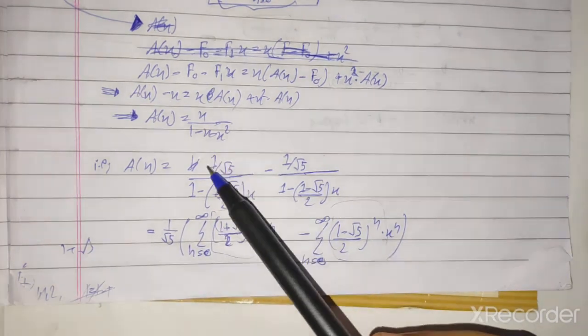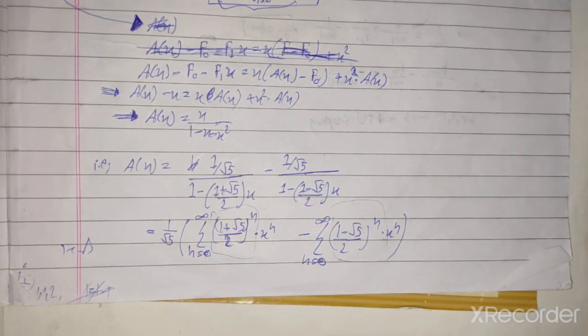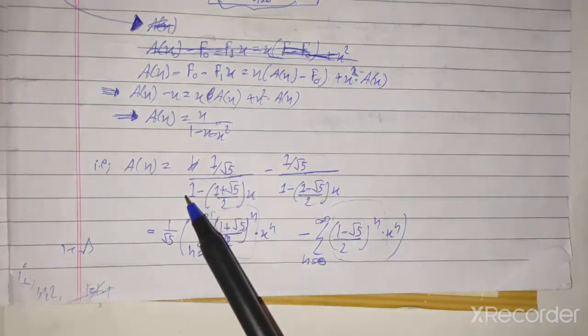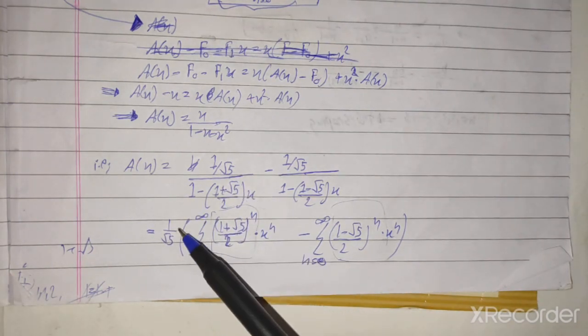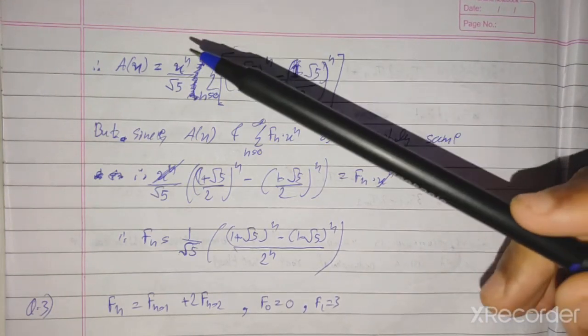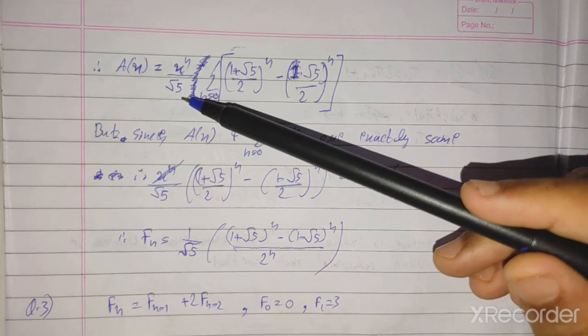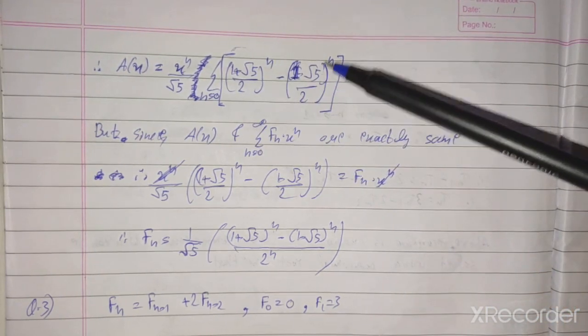This can be written as sigma of this, an infinite series. Okay, the infinite series sum can be written like this, a upon 1 minus r. This can be written like this, and similarly you can take sigma common. You will get x^n over root 5 sigma [((1 plus root 5) by 2)^n minus ((1 minus root 5) by 2)^n].